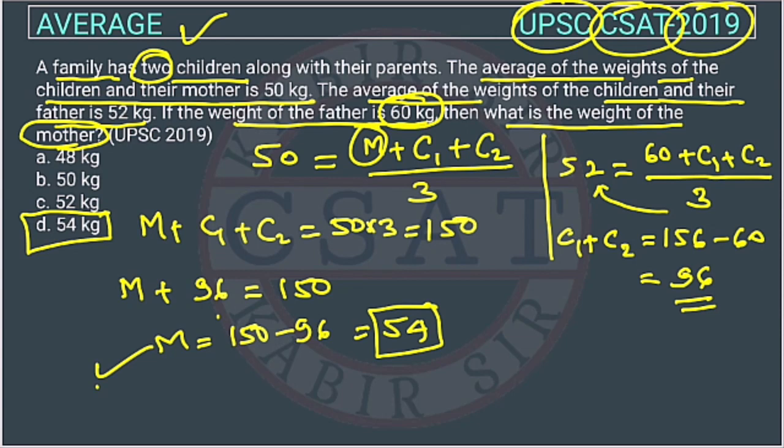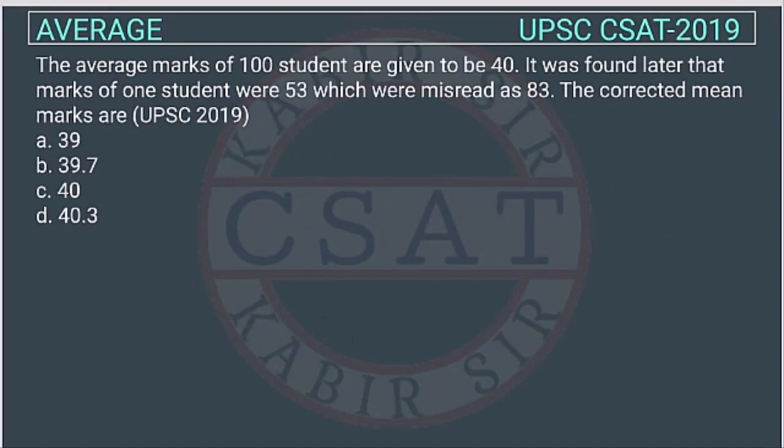See, it was a very easy question. So average questions are easy if you understand the basic concept, and all these calculations you can do in less than 1 minute, right? So this is an easy question, right? And you can easily score marks in average, right? This is a question of average asked in the UPSC CSAT exam 2019.